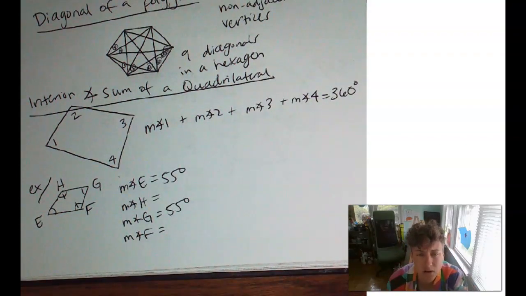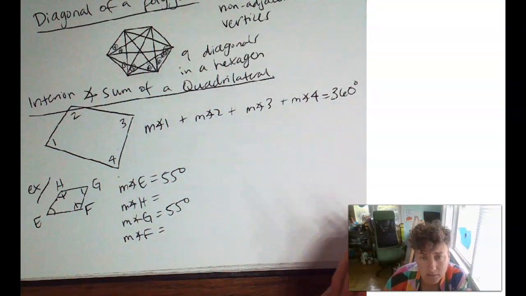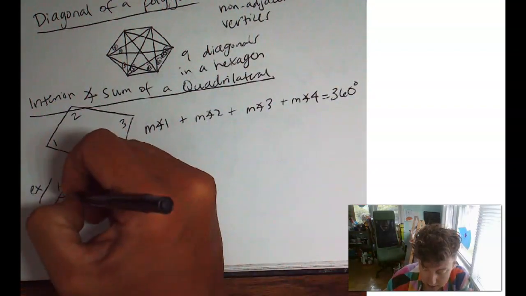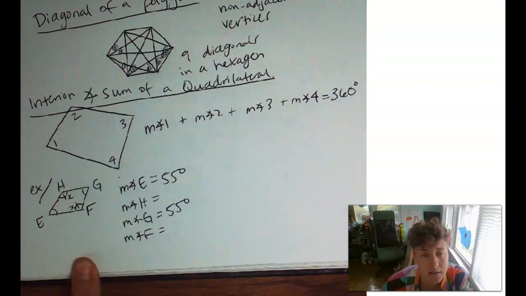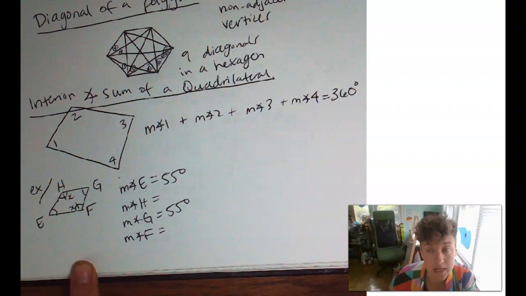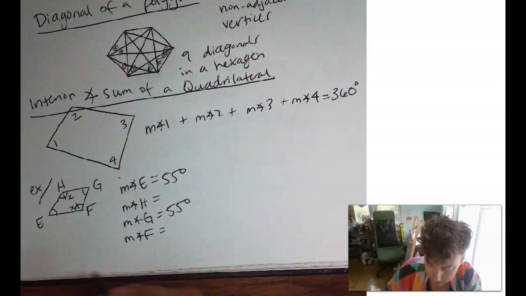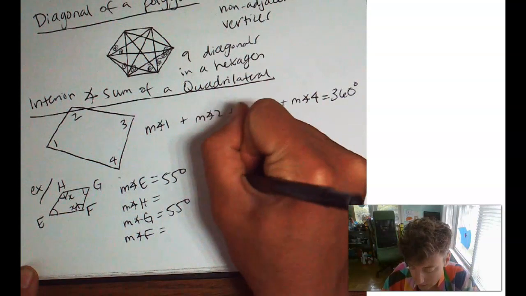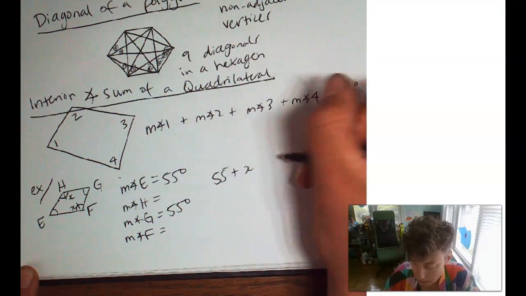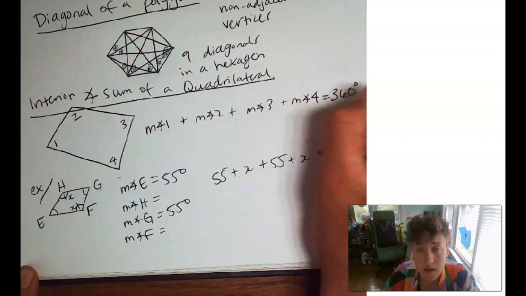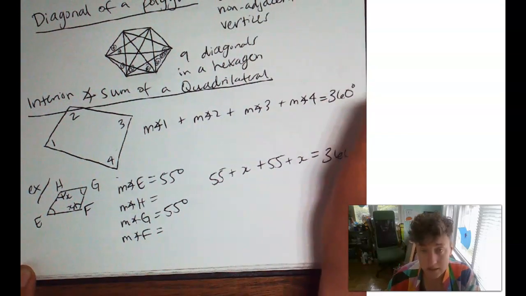And we know H and F are congruent, but we don't actually know what they are. What do we do when we don't know what things are? We call them X, right? So let's call that angle X, this angle X, and we can solve this for X by saying that all 4 of these angles are going to add up to be 360. So we've got plenty of space over here. Let's do the measure of angle E, 55, plus the measure of angle H, which is X, plus the measure of angle G, which is 55, plus the measure of angle F, which is X, equals 360 degrees.